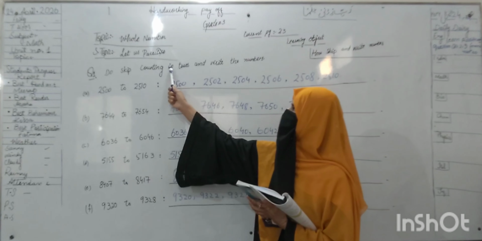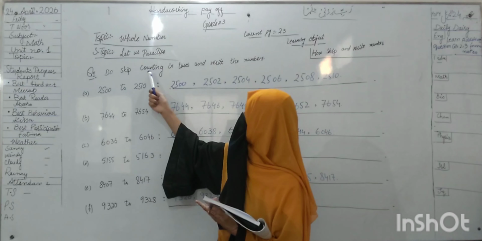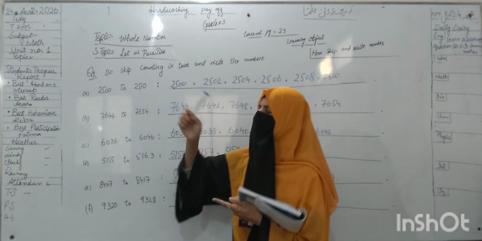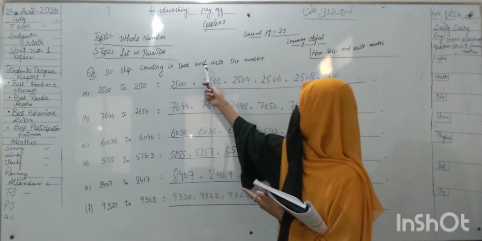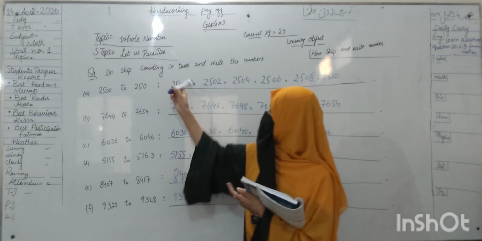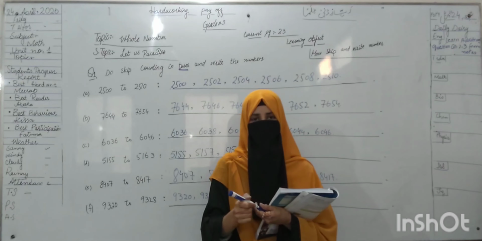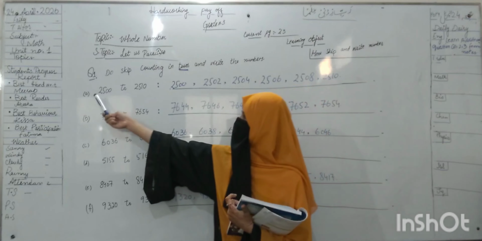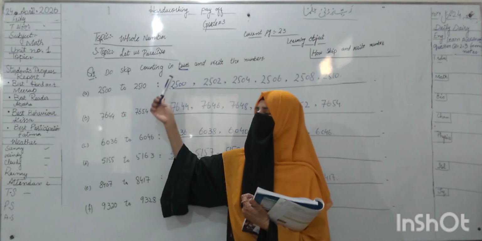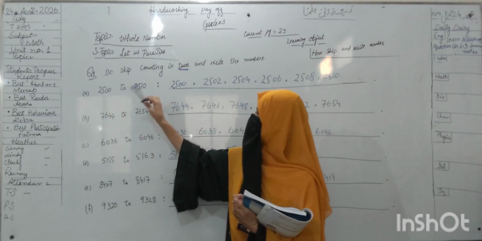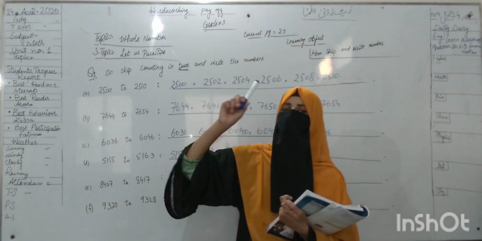So let's start today's lecture with question number 1. Do skip counting in twos. You have to write the counting by skipping 2 numbers, and then write the next number. In the statement it is also mentioned that you have to skip 2 numbers. Like that, the first question is 2500 to 2510. They say to write the numbers 2500 to 2510 by skipping 2 numbers.